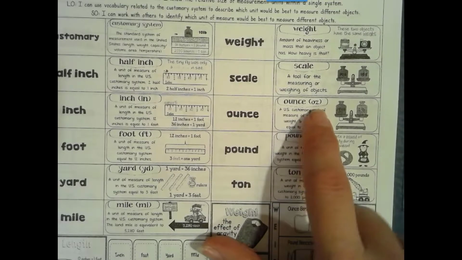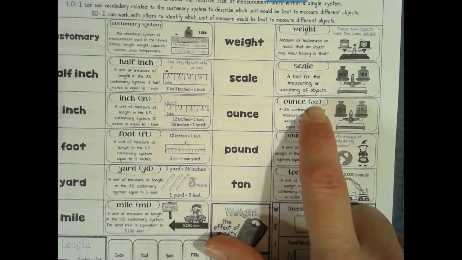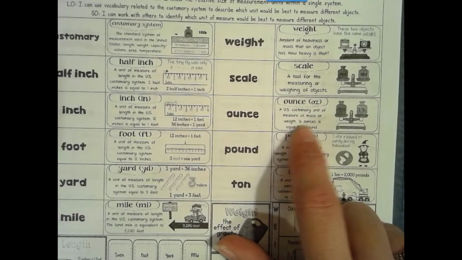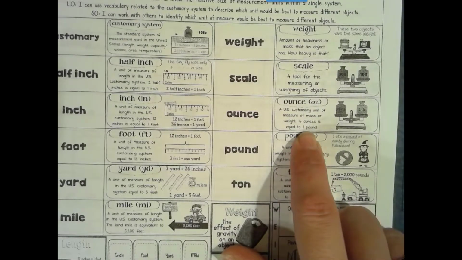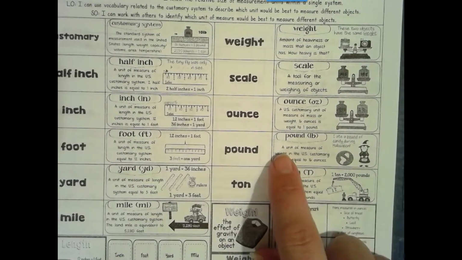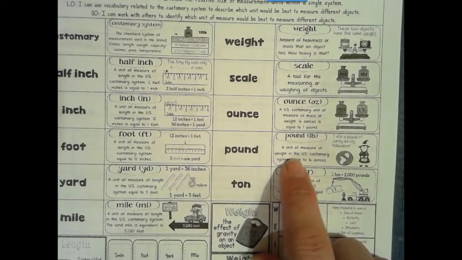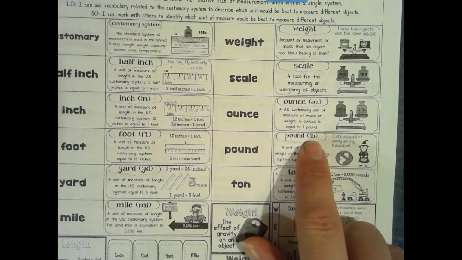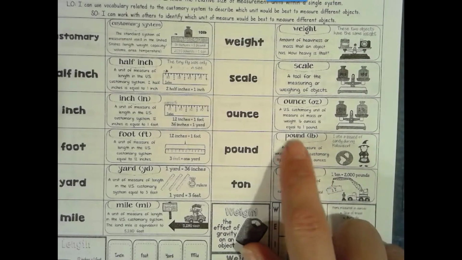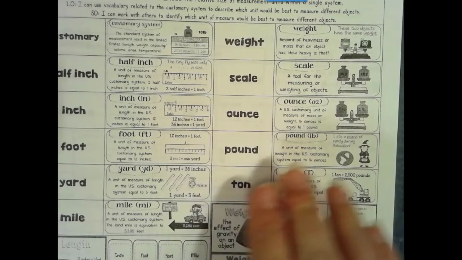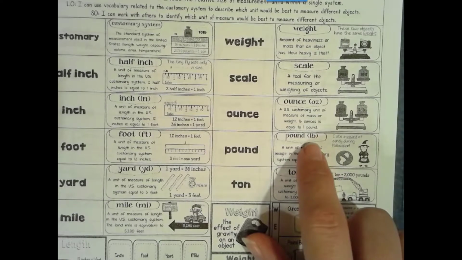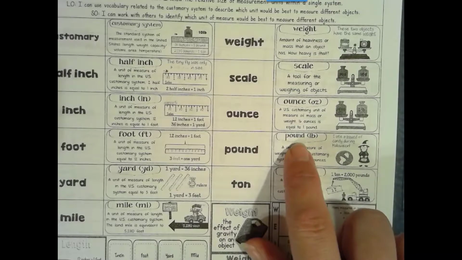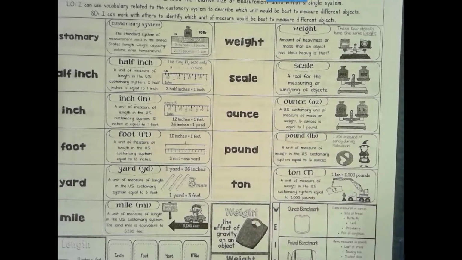Ounce, and we use the letters OZ for ounce. A U.S. customary unit of measure of mass or weight. 16 ounces is equal to 1 pound. A pound is a unit of measure of weight in the U.S. customary system equal to 16 ounces. We use lb for pound, and that actually has to do with the Latin form that goes along with pound. There's something before the word, and so they use lb as the abbreviation, even though no L or B is in the word pound. When you see lb, it's talking about pound.